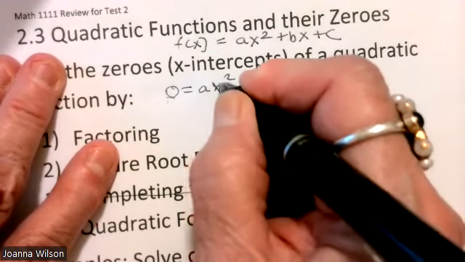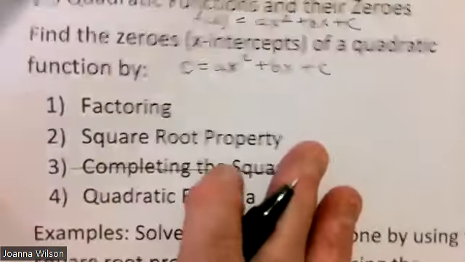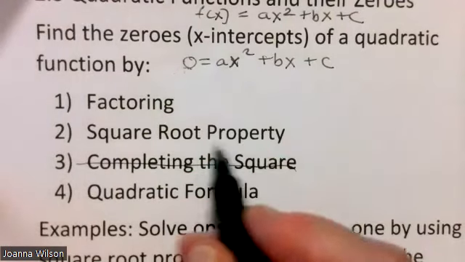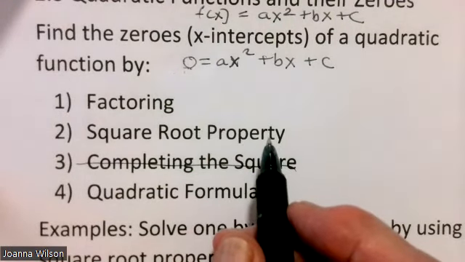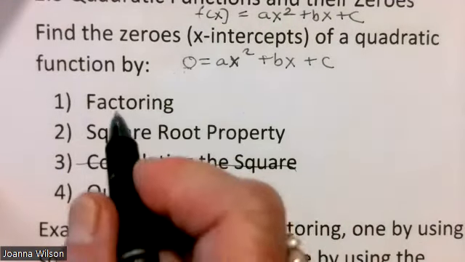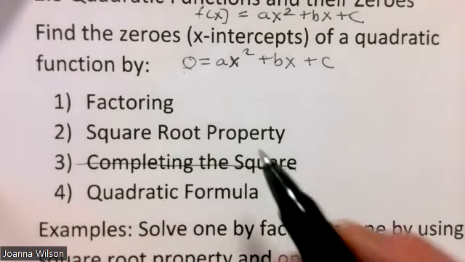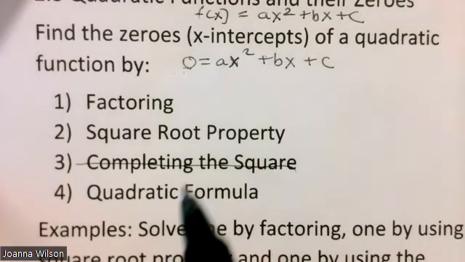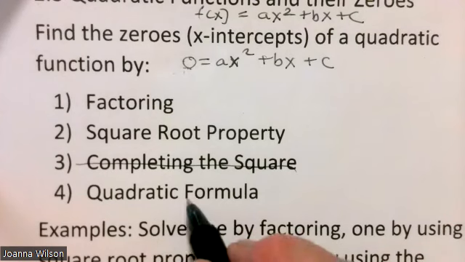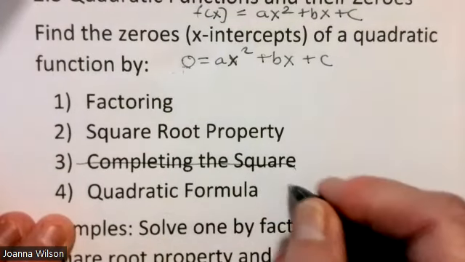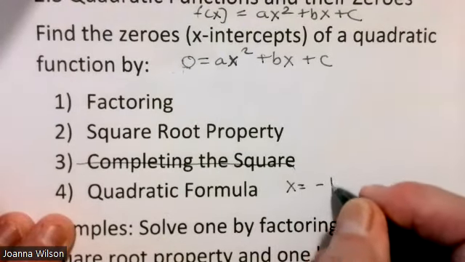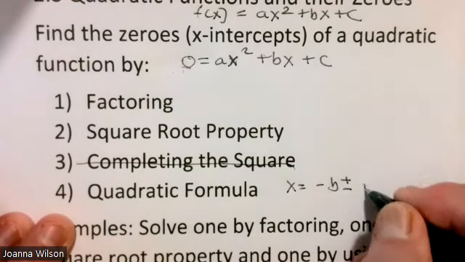Now, some quadratics can be factored. Some you can use the square root property on, but some you can't. Some cannot be factored, and you really wouldn't use the square root property. So on those, you would use the quadratic formula. So you're going to have to memorize the quadratic formula.